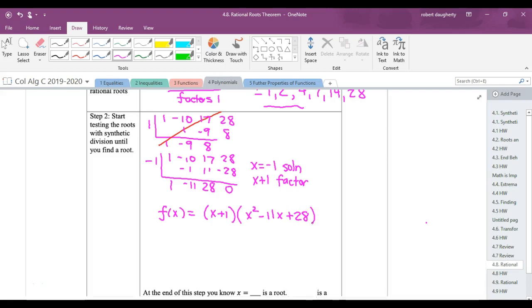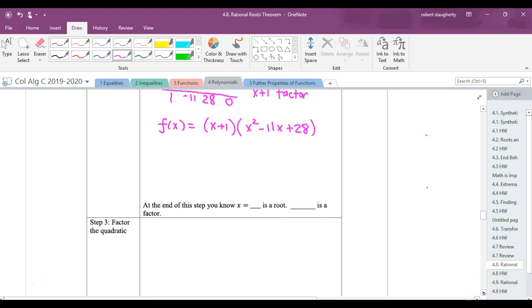So at this point, let me go down because I think the way I've done it in your book. At this step, we figured out that x equal 1 was not a root, and x equal negative 1 is the root, and x plus 1 is the factor. So now, how do I factor x squared minus 11x plus 28? I need two numbers that do what? Yeah. Multiply to 28 and add to negative 11.